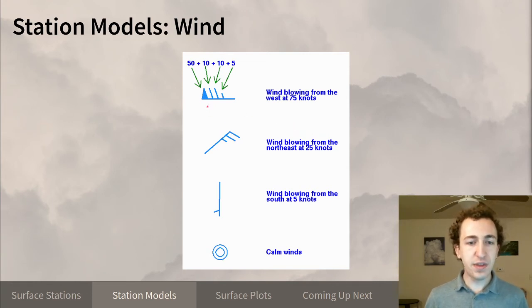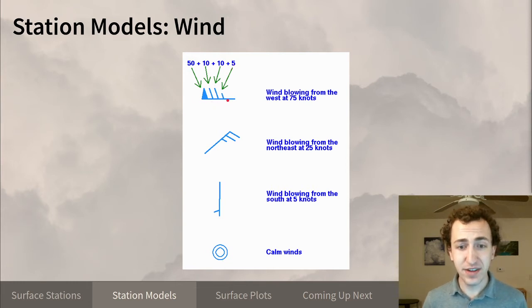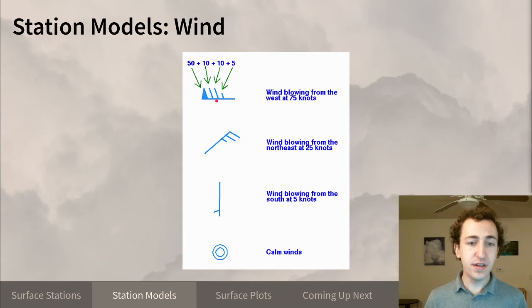The key idea is that there are 3 types of indicators on these wind barbs. The full triangles or flags indicate 50 knots of wind. The long barbs indicate 10 for each that you have. And the short barbs, half-size ones, are 5. And it's always rounded to the nearest 5 knots. So this is 50 plus 10 plus 10 plus 5 for 75 knots.